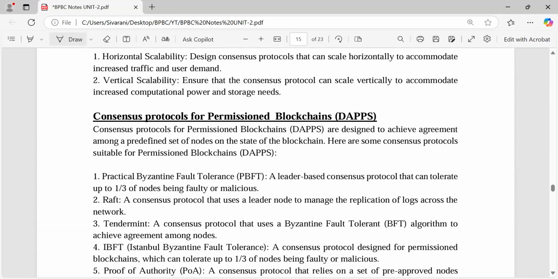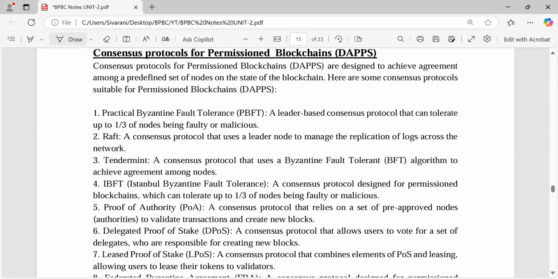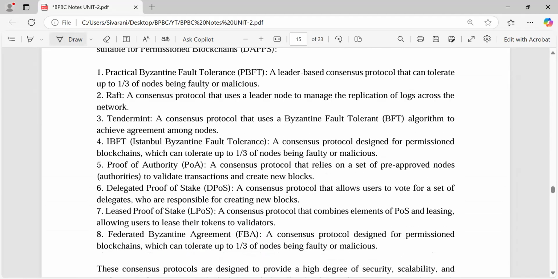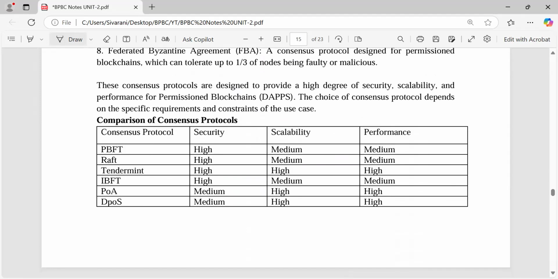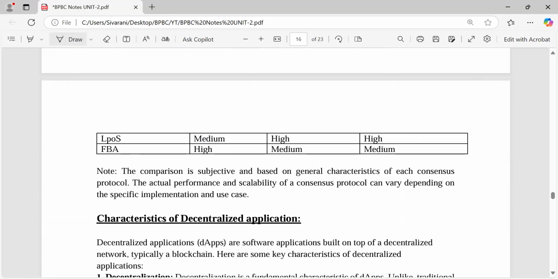And consensus protocols for permissioned blockchain: we use PBFT, Raft, Tendermint, IBFT, proof of authority, delegated proof of stake, leased proof of stake, and federated Byzantine agreement. Comparison of the different consensus protocols on security, scalability, and performance. PBFT is high, medium, and medium. Raft is high security, medium scalability, medium performance. Tendermint is high security, high scalability, high performance. So this is the comparison of the consensus protocols.